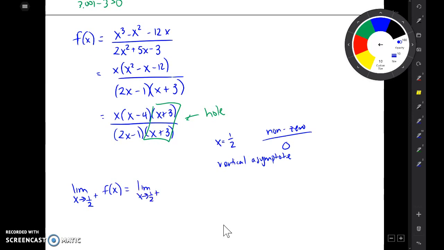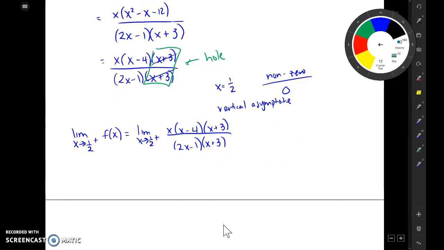Now, you could use the simplified version where these are canceled, or you can use the non-simplified version. I'm going to use the non-simplified version. Taking a look at this, we want to think about what's happening to this function as x approaches 1/2 from the right. So notice that x would be close to 1/2, so that would be a positive number. Now, if I think about taking 1/2 minus 4, that would be a negative number. 1/2 plus 3 would be a positive number. And again, 1/2 plus 3 here would be a positive number.